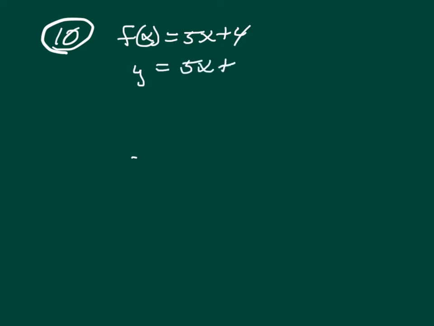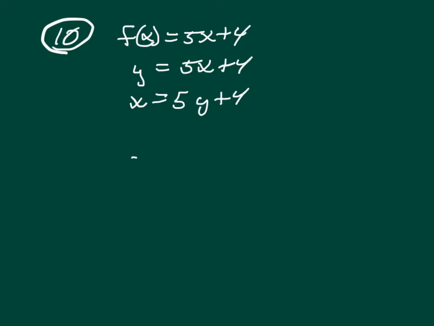Okay, now that you've worked through number 10, again we have f of x is equal to 5x plus 4. We're going to replace f of x with y. So y equals 5x plus 4. Interchange the x and y. So I get x is equal to 5y plus 4.